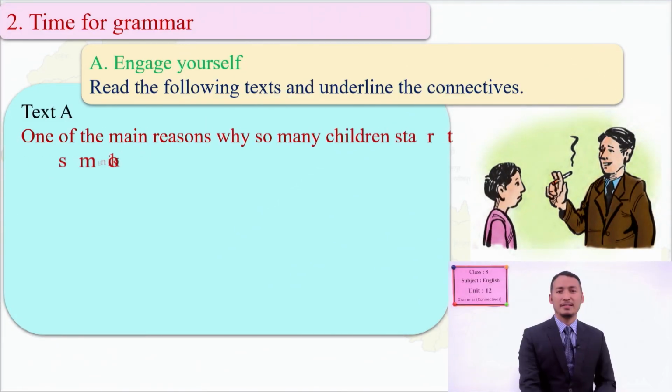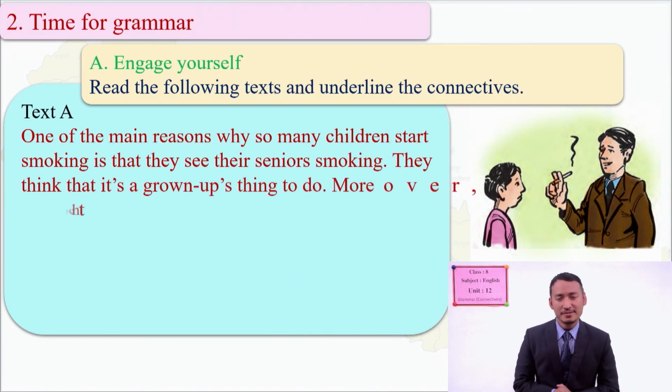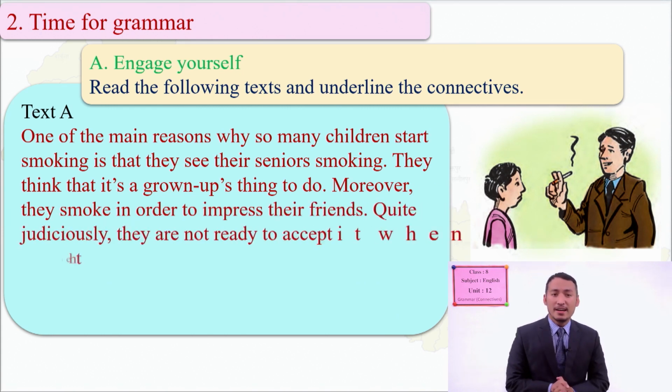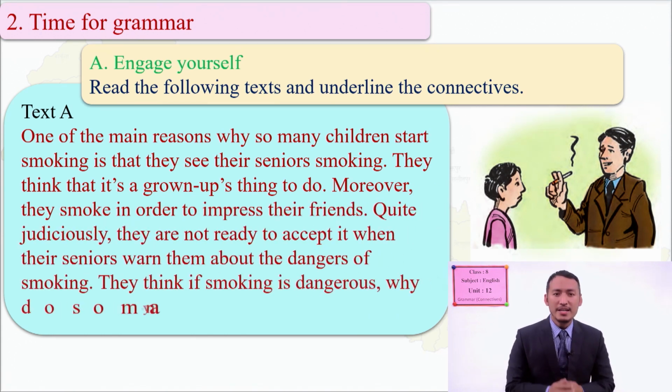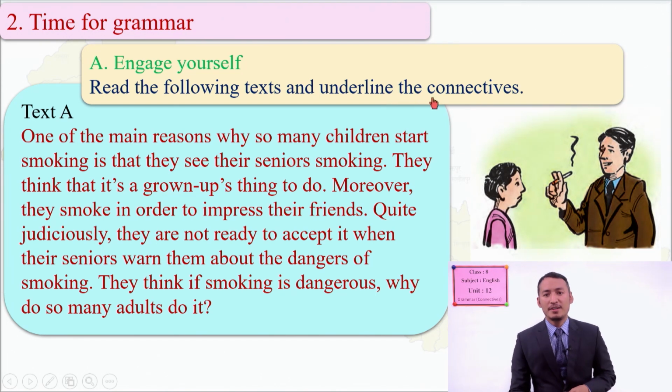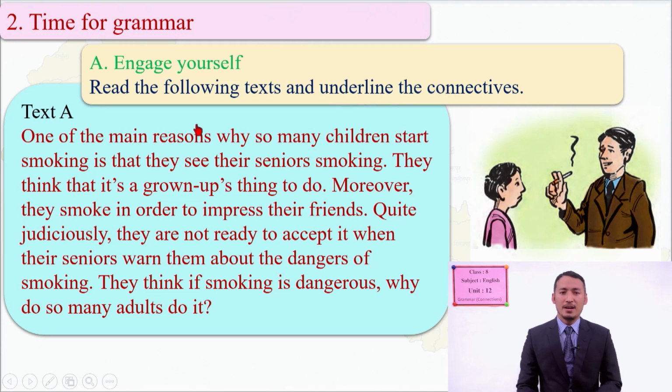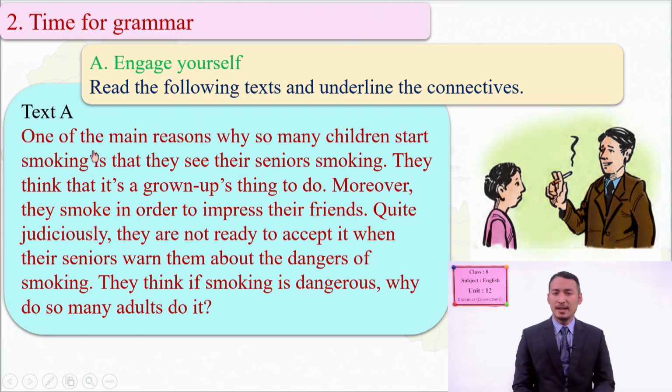So we have first a text. Can you see this text in your book? Okay. Under engage yourself, read the following text and underline the connectives. Okay, so let's read, and please guess while I read. You can also read it aloud with me and underline the connectives if you identify them.